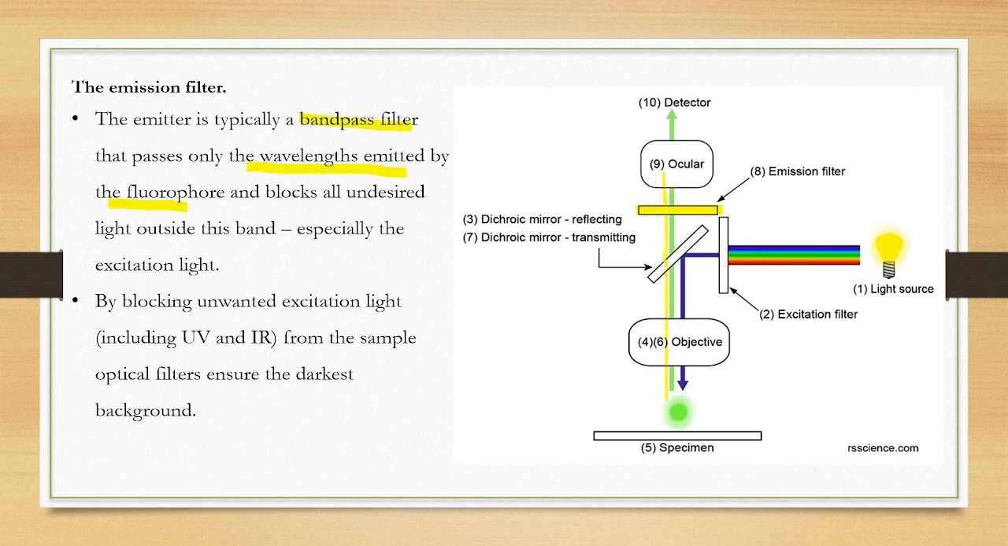So this emission filter allows only the emitted light to pass through it and blocks all undesired light outside this band, especially the excitation light. So it blocks the unwanted excitation light, including ultraviolet and infrared rays from the sample, and optical filters ensure the darkest background. So the emission filter ensures the background is darkest.